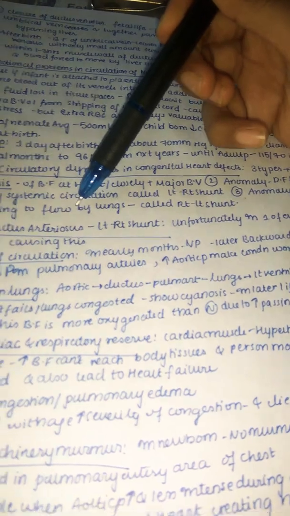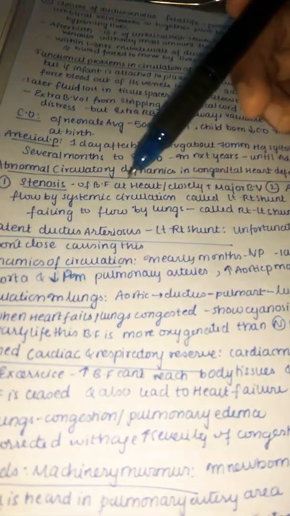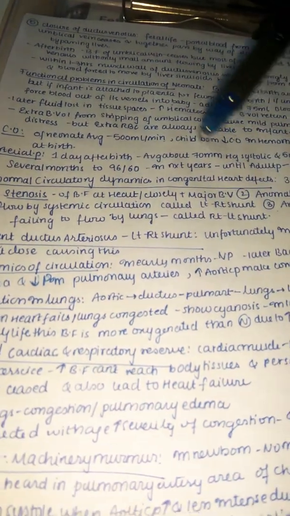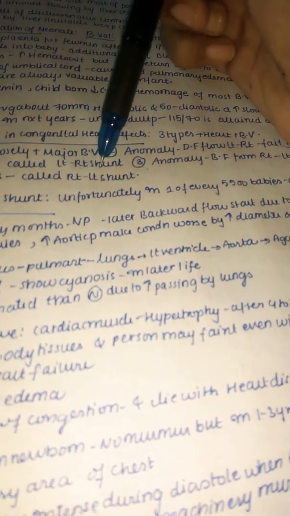To the right side of the heart and fail to flow by systemic circulation, because now you can see we have said the anomaly is the blood is moving from left side to right side. It means now the heart is not able to pump the blood to the systemic circulation, and this is called a left to right shunt.